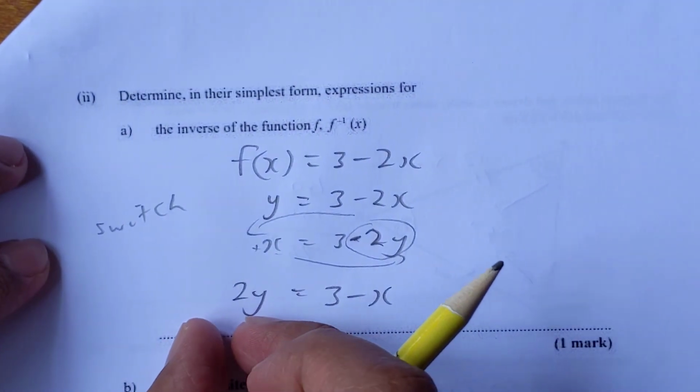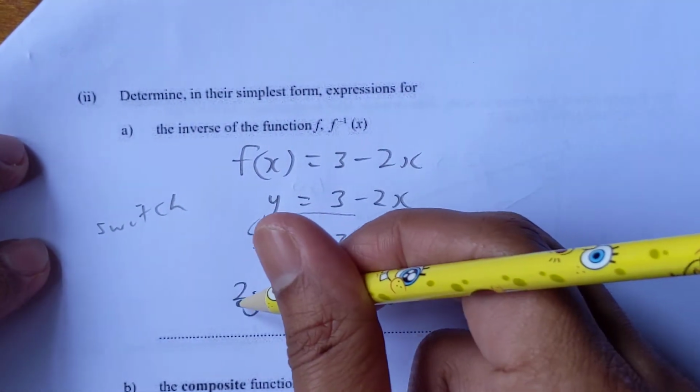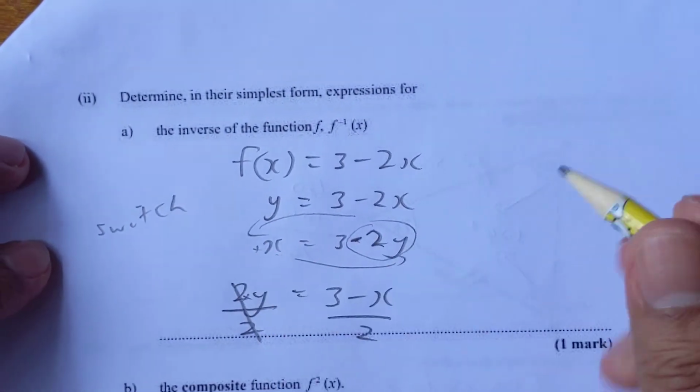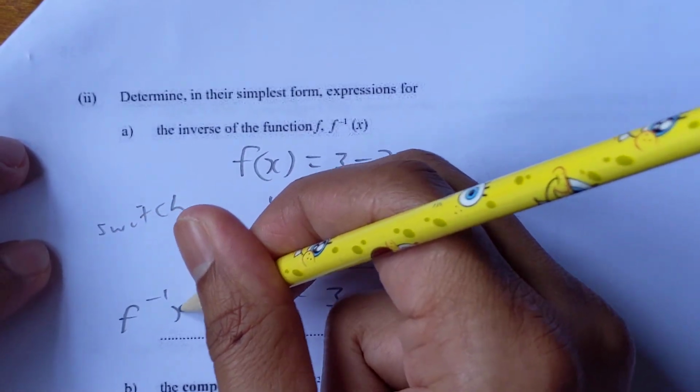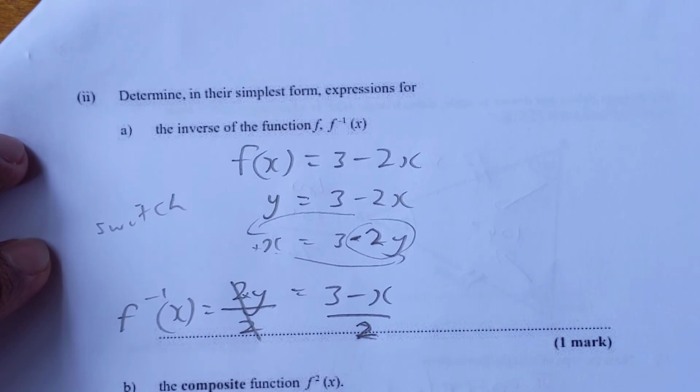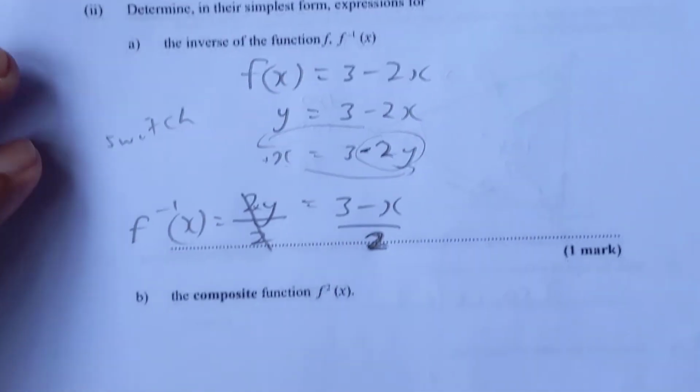So I have y by itself on this side, and x goes across again, to get 1y, multiplying by 2. I divide both sides by 2, and once I have that, that is f inverse x. So f inverse x is 3 minus x over 2. They just asked for f inverse x, so there's no need to work out anything else.